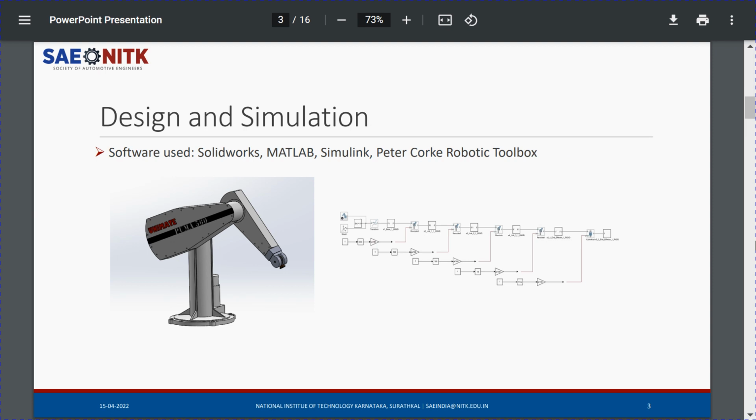The design was done using Fusion 360 software and it was imported into Simulink, and here the robotic arm was controlled by changing the values of the joint angles.